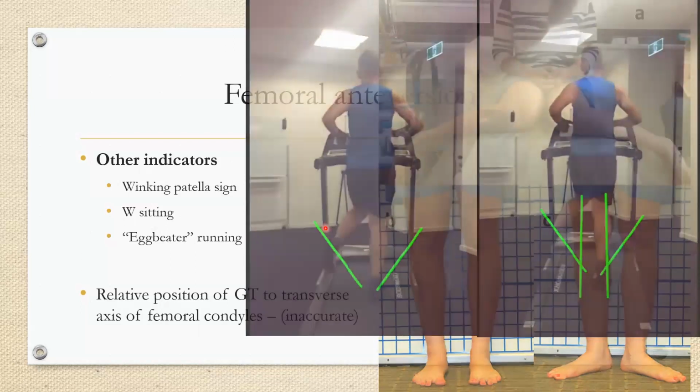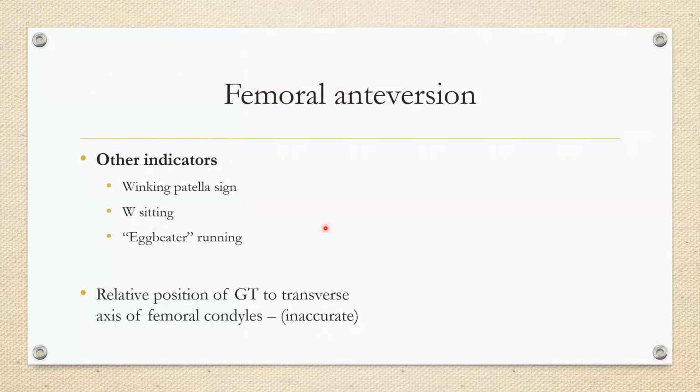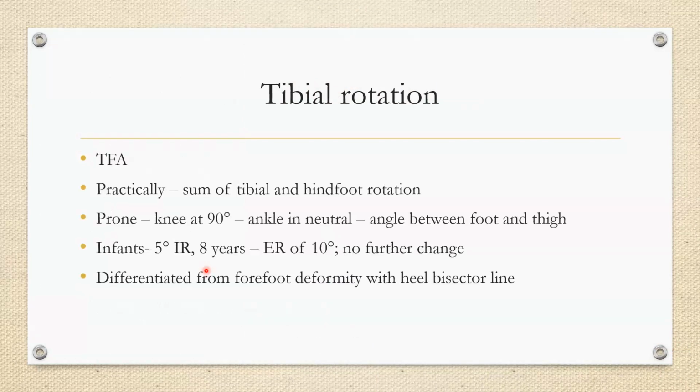Another measure for describing anteversion is the position of the GT with respect to the transverse femoral axis, but it's clinically difficult to measure and not totally recommended. So moving on to tibial rotation, it is measured using the thigh foot axis, which is basically a sum of deformity within the leg distal to the knee, the sum of both tibial and hindfoot rotation. As you know, it's done with the patient prone, knee at 90 degrees, and ankle neutral, and the angle between the foot and thigh is measured.